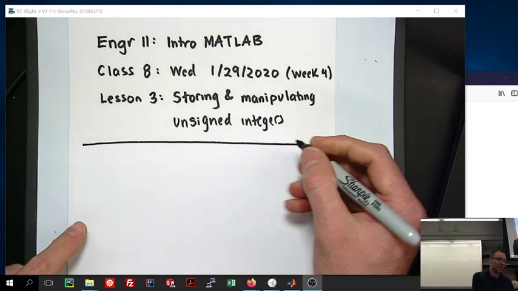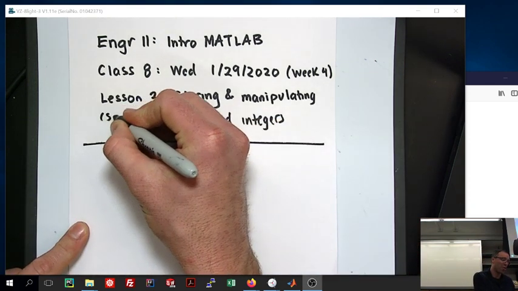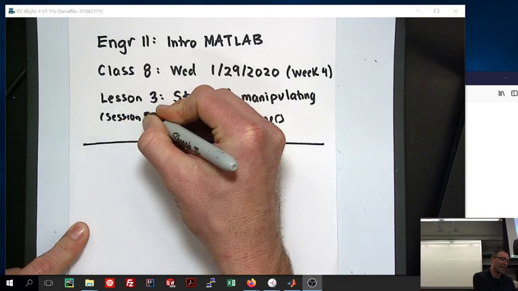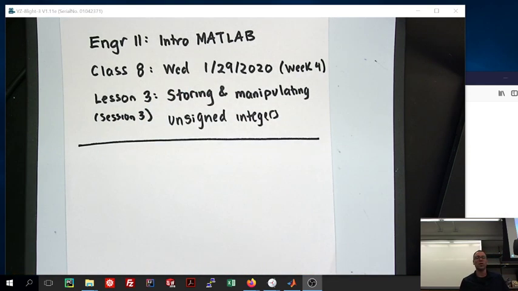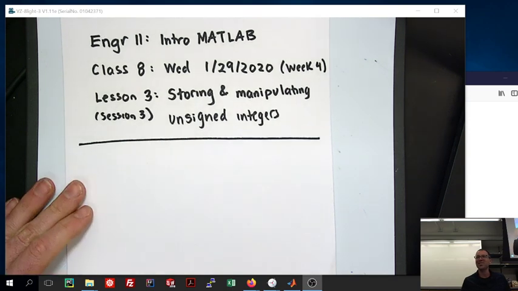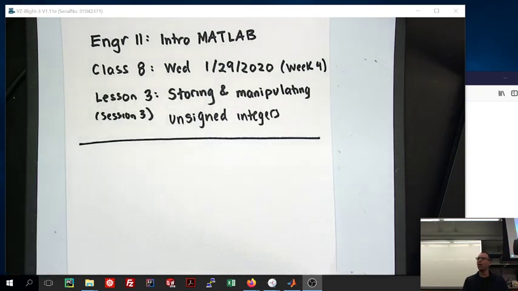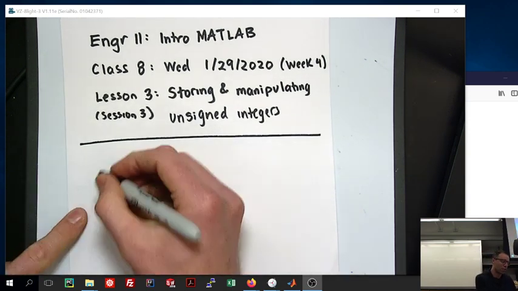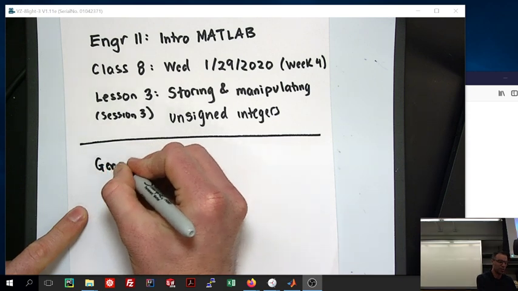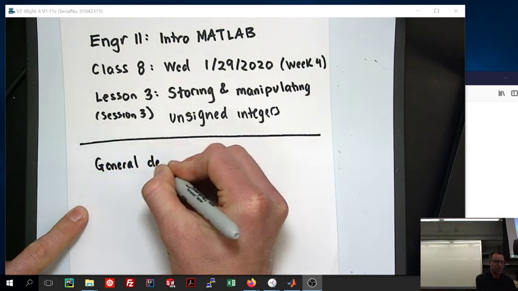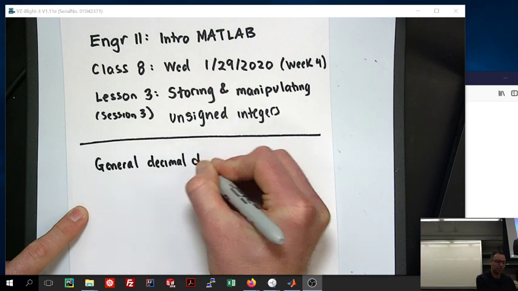This is actually the third session that we've had in Lesson 3. We're focusing on storing and manipulating unsigned integers. Last time we spoke about what we call the general decimal digit representation.